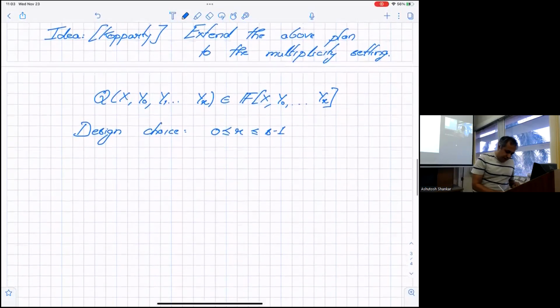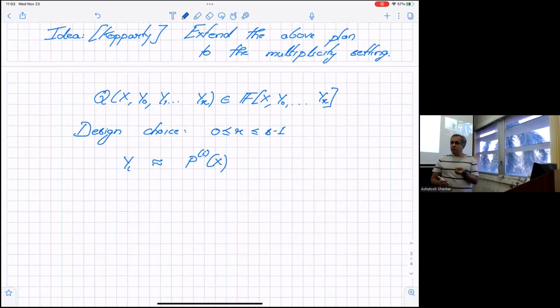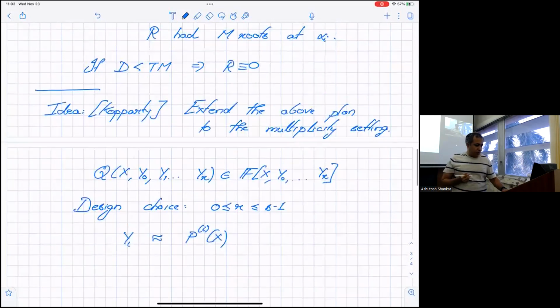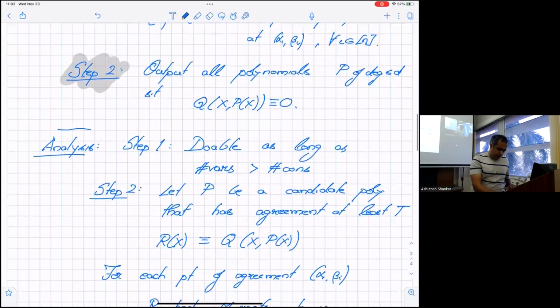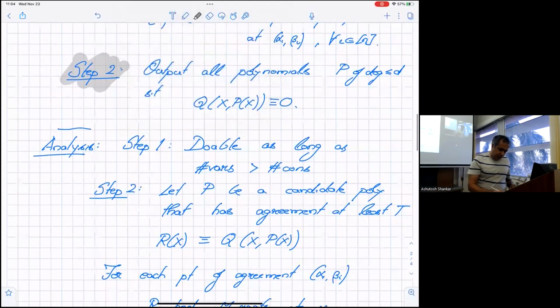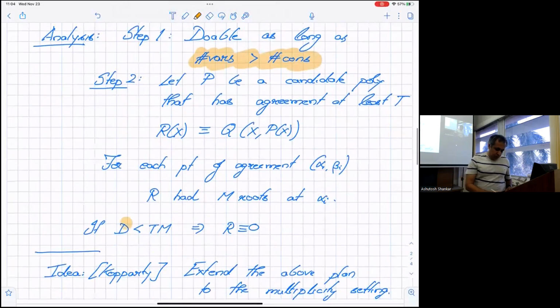Each yi in principle will be the ith derivative of x at a particular point alpha. This is what we wanted to do. So the first thing is, we have to guarantee step 1. Step 1 has this whole thing behind it. We need to check the number of variables. This is the main constraint in step 1, and the main constraint in step 2 is this.